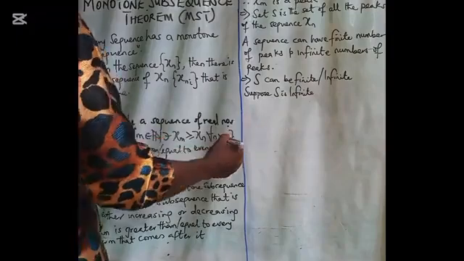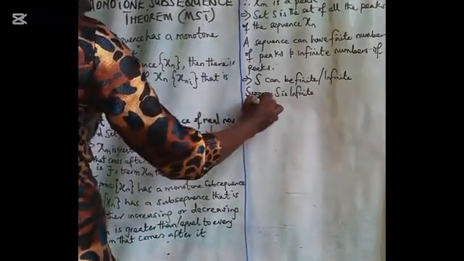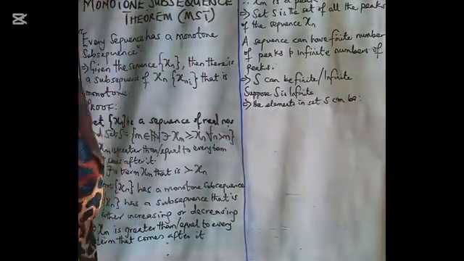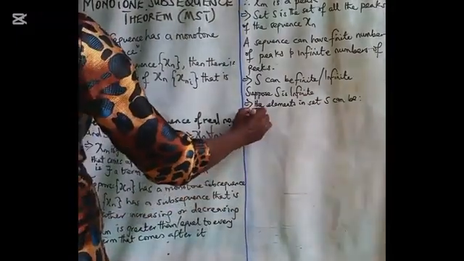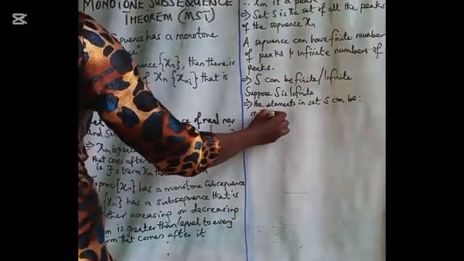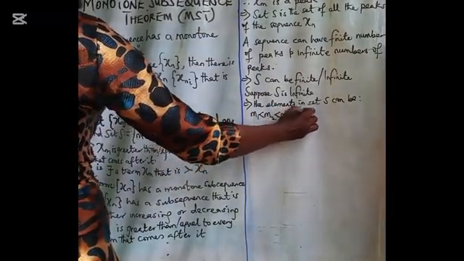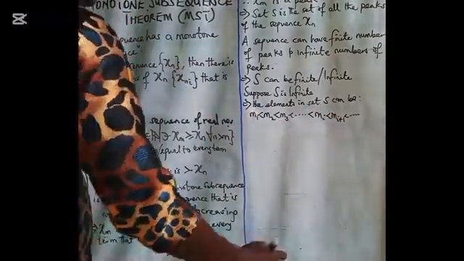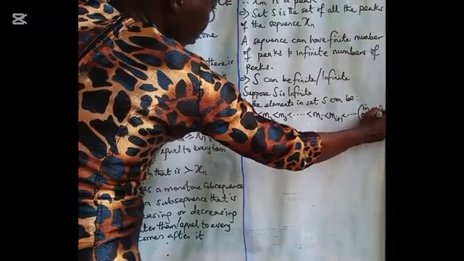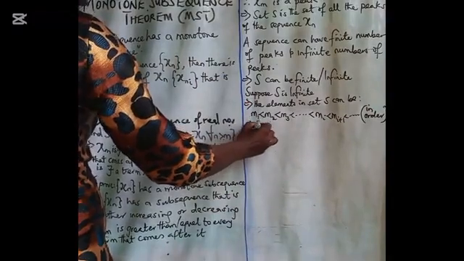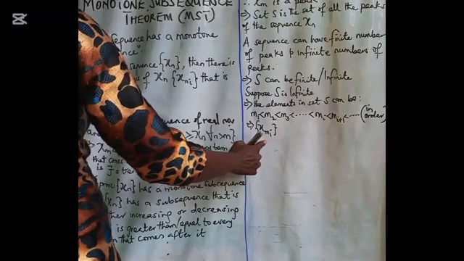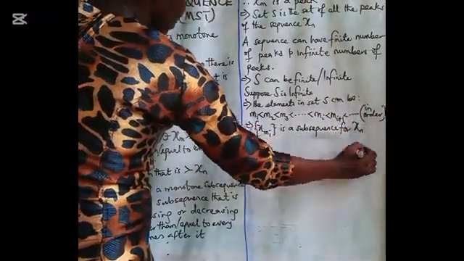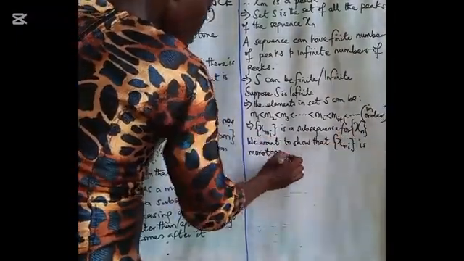What does that mean? It implies that the elements in set S can be what? Remember, we have said m belonging to the set of natural numbers. So the elements can be m1, which will be less than m2, less than m3, down to m_i, m_{i+1}, and it continues like that, in specific order. So this implies that the subsequence x sub m_i is a subsequence of x sub n. Now we want to show that x sub m_i is monotone.